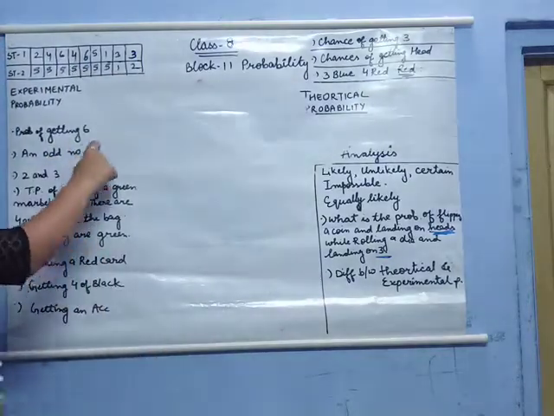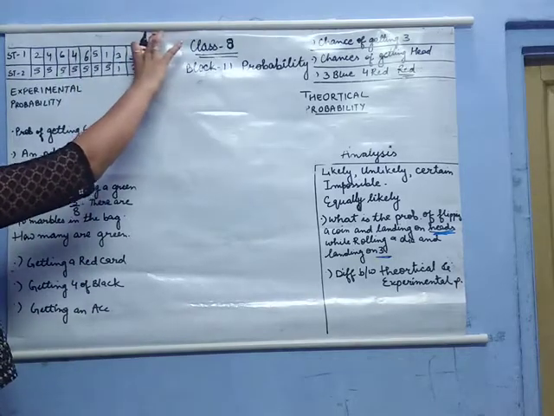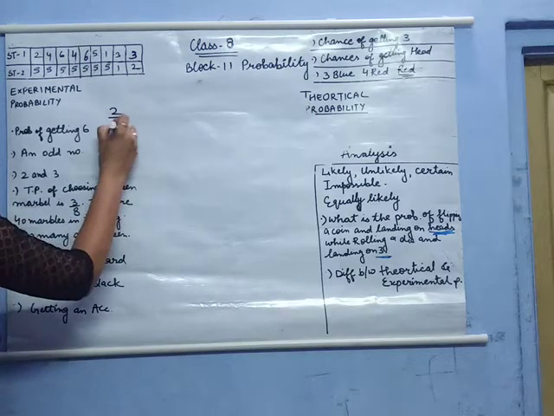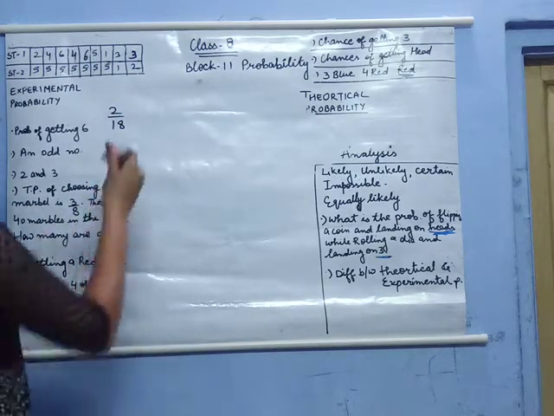Probability of getting a 6. If I talk about experimental probability, what are the chances to get a 6? 2 out of 18. 2 out of 18. This is what?